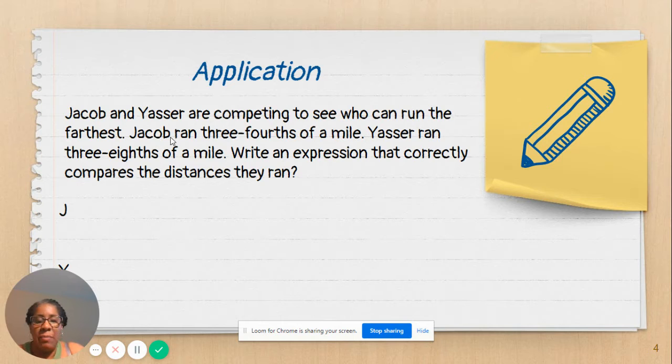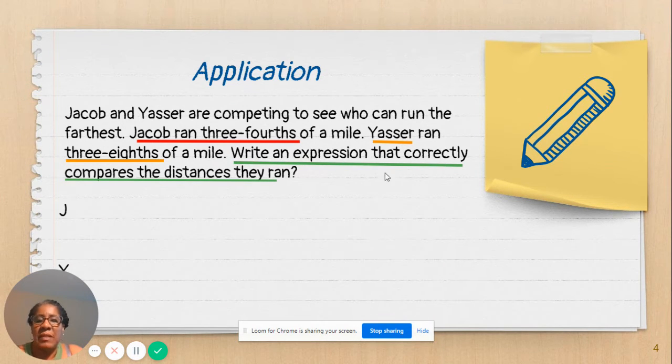Okay, Jacob ran 3/4 of a mile. That is important to know. Yasser, on the other hand, ran 3/8 of a mile. Here I have Jacob signified by a J and Yasser represented by a Y, and it's kind of hard to see because of the zoomed image here. Now they ask us to write an expression that correctly compares the distance they ran.